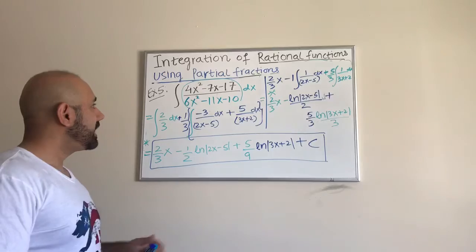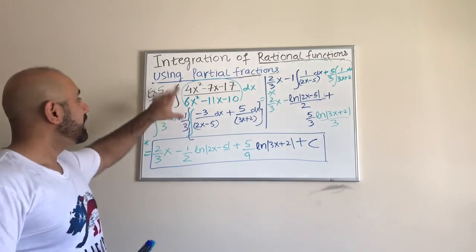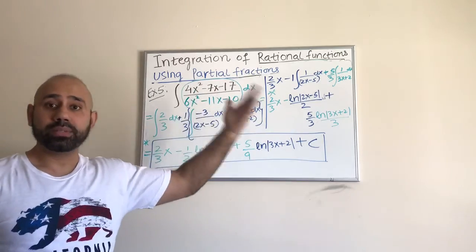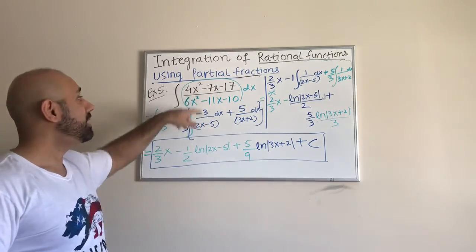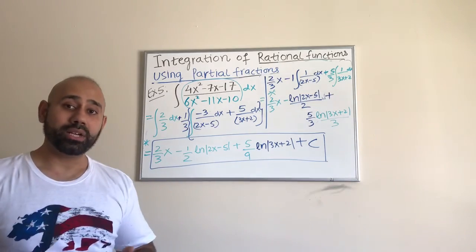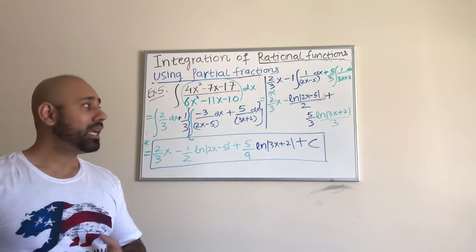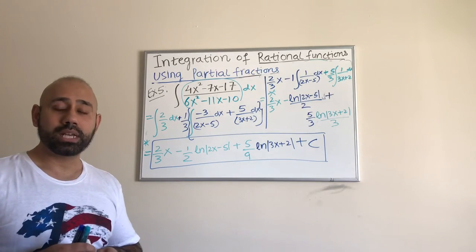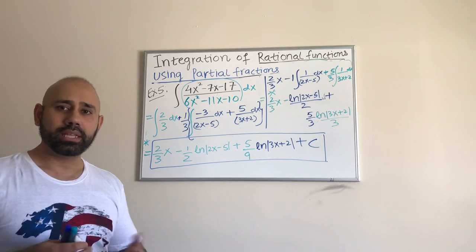So you have this example here as well now. Guys, in this case, the degrees were the same upstairs and downstairs, and we used the idea of long division. Now, if the degree of the numerator is greater than the degree of the denominator, you would still use the idea of long division, break it down, and then try to find the partial fractions. And once you have the partial fractions, then you can mostly find the integrals.